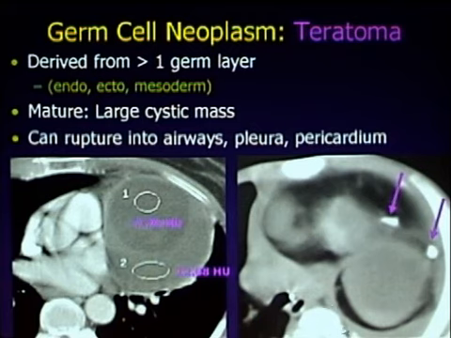Here's another patient with a typical very large teratoma with dystrophic calcifications, areas of fat, areas of fluid, areas of soft tissue.